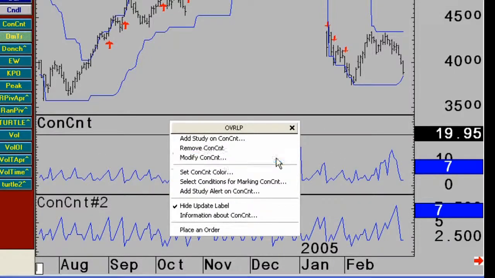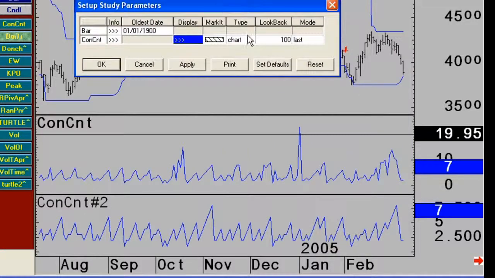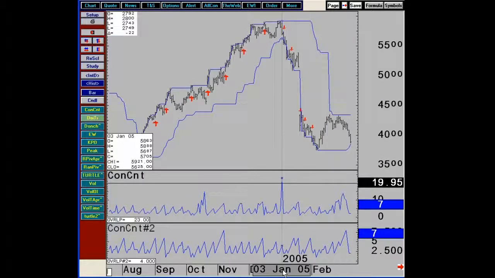The first one, if I come in and modify it, is looking back over the last 100 bars, and then in this particular instance is looking at the last bar, and what it is doing is counting how many bars the range of the current bar is touching of all the previous ones. And in this particular instance where we have this spike, on that particular bar, the range of that bar is touching, in one way or another, 23 of the previous bars.